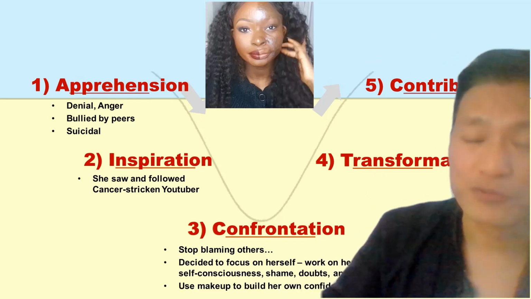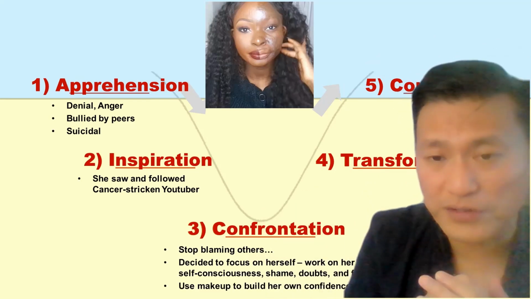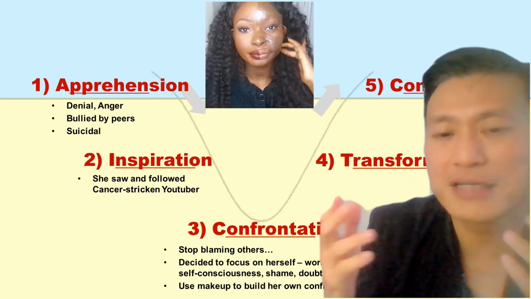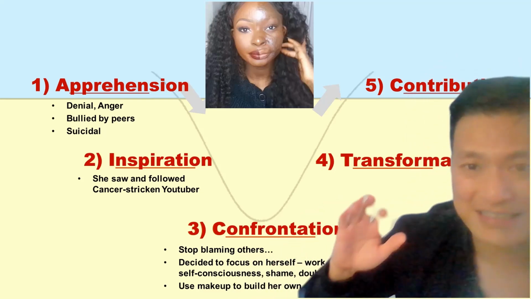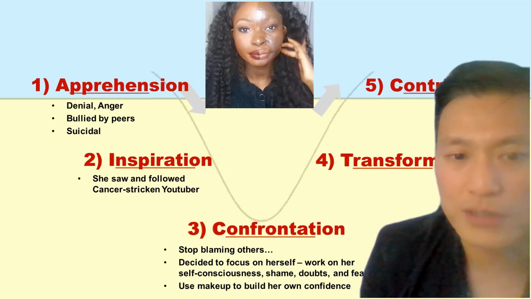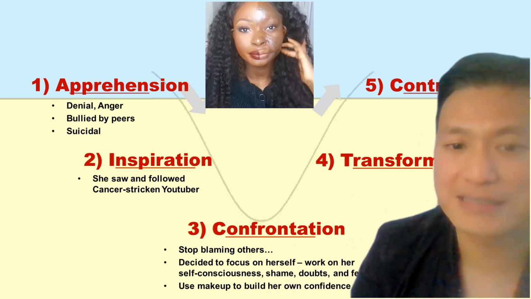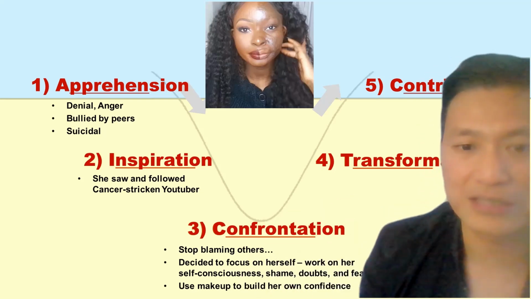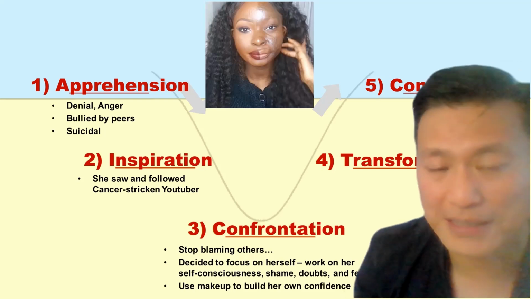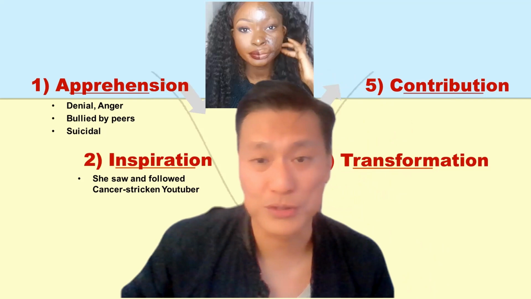Finally, you have to really address your issues. And confrontation is almost like a struggle and a conflict to fight. But fight against who? Most of us, we like to fight against external issues, right? Or other people. But actually, you need to fight against yourself. And for her, she stopped blaming others. She decided to focus on her inner self and clear the self-doubts and the fears, and then to use makeup as a way to build herself again, which leads to stage 4.